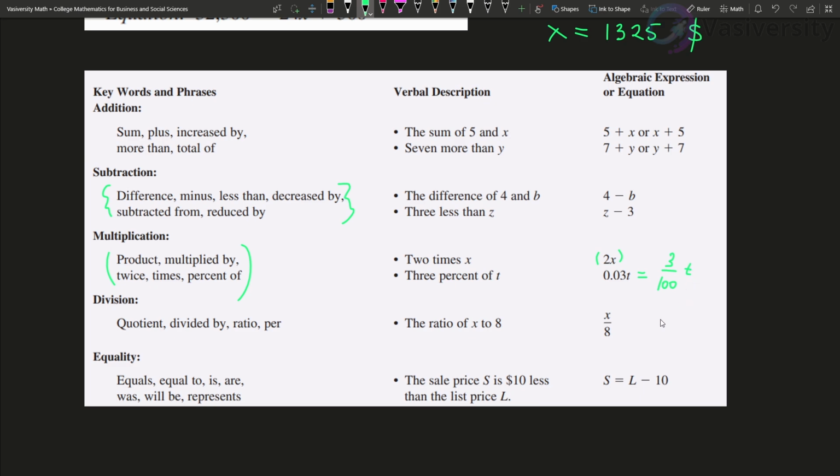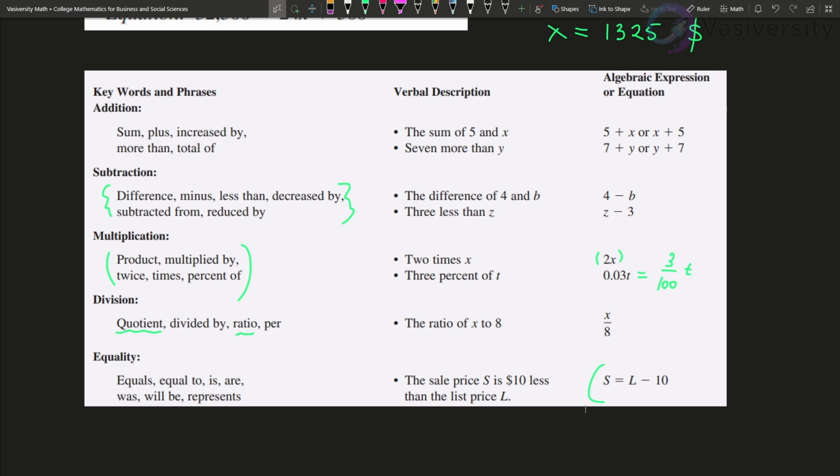Then division. When we're dividing, we're talking about quotient, a popular word in mathematics, and ratio as well, as well as divided by and per. So the ratio of x to 8 is x over 8. The last part is equality: equals, is, are, was, will be, represents. The sales price S is $10 less than the list price L. That means S is equal to L minus 10. Perfect. We will keep these in mind when solving and modeling problems, because they usually are the tricky ones.